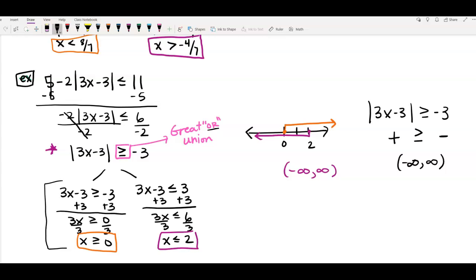If this symbol was going the other direction and it was an and statement instead, then we'd want the stuff that's in between 0 and 2, because we'd want what was overlapping, but that's not what it was asking for. It wanted to know the union of these two.